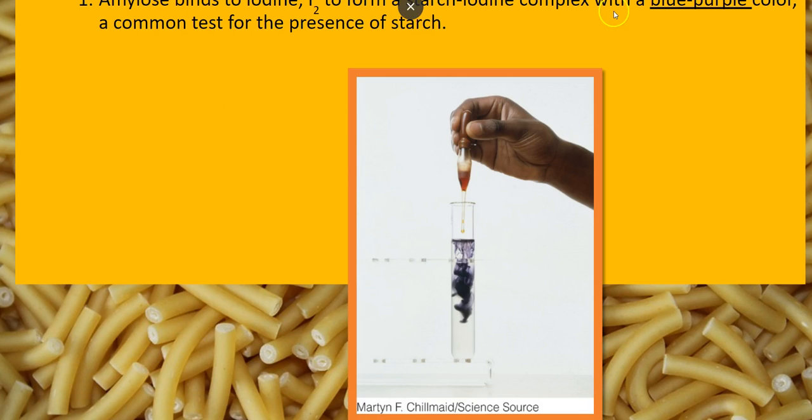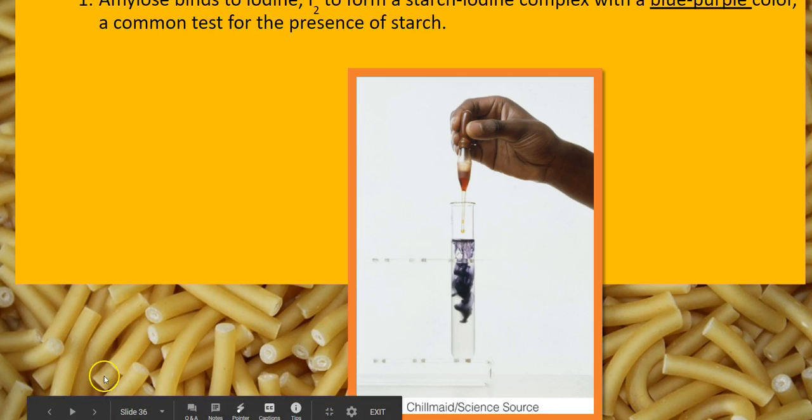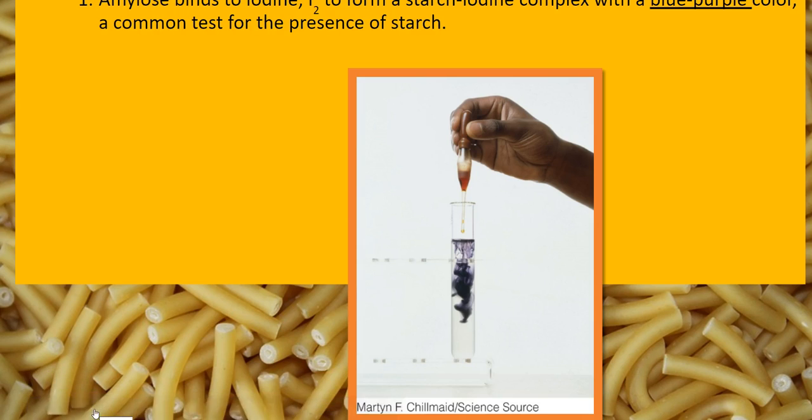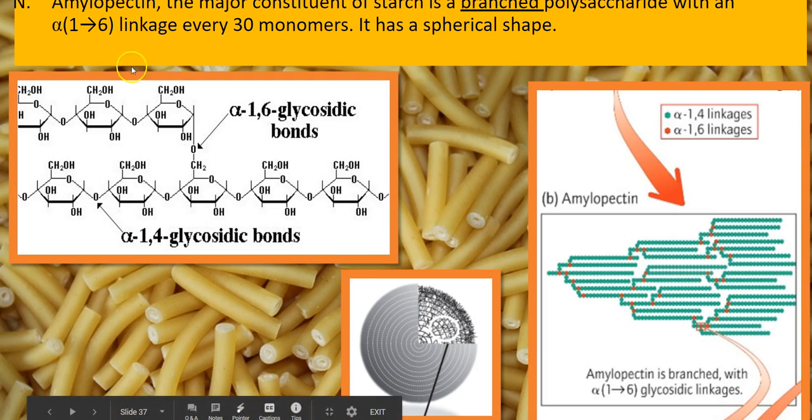So we're going to do a test for amylose. It binds to iodine, and iodine has that distinct blue-purple color. So when we test for starch, the iodine can be used as an indicator to see if starch is present because of the amylose content of starch.